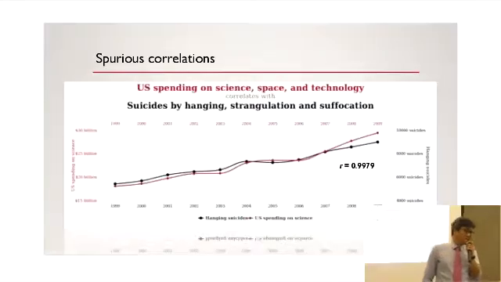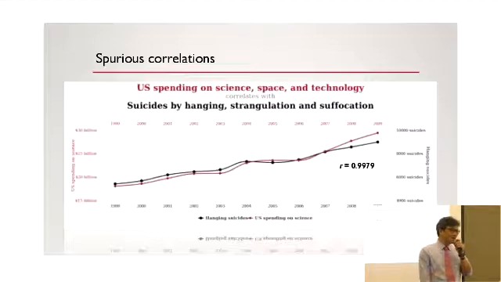Just another one for kicks. U.S. spending on science, space, and technology has a 99.8% correlation with suicides by hanging, strangulation, and suffocation. So if you want the suicide rate to go down, you should not invest in NASA.